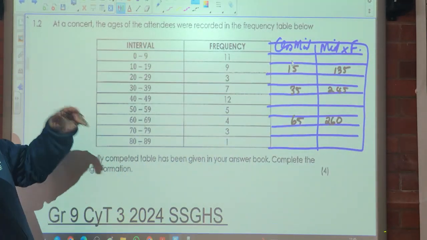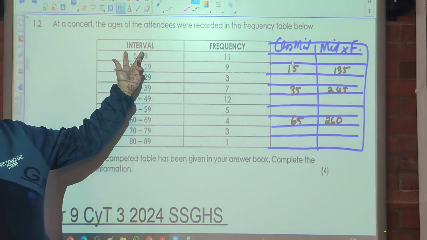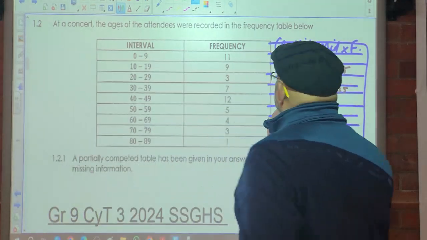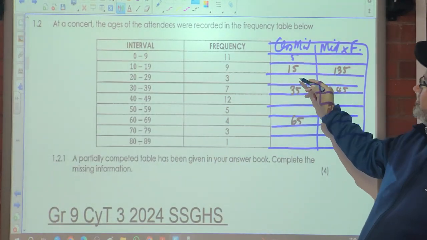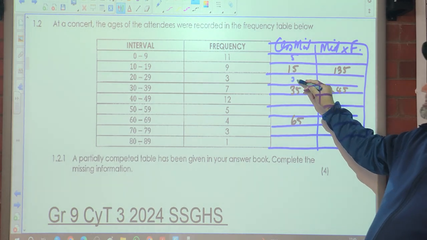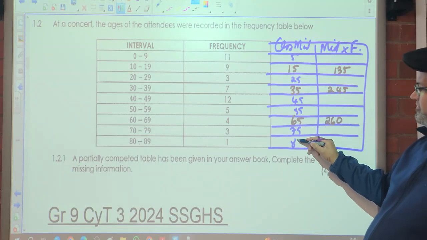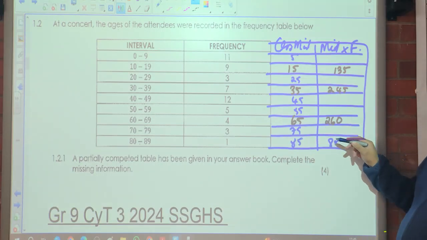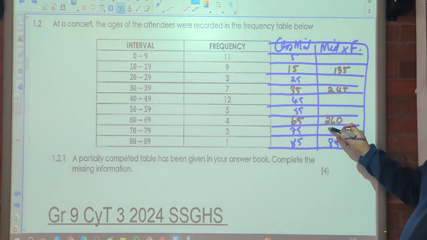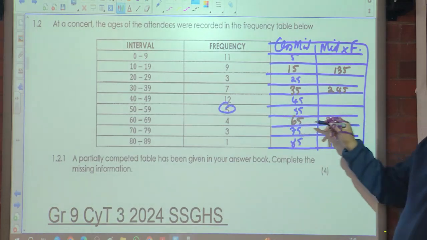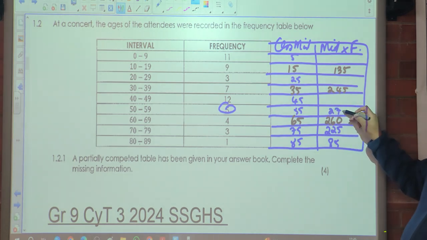But anyway, to work out the midpoints, what do we do? We normally take the two endpoints and divide by 2. But I think you just round it up, no problem. So this should have been 5. This should have been 25, correct? 35, 45, 55, 65, 75, 85. 85 times 1 is 85. 75 times 3 is 225. 55 times 5 is 275. 45 times 12?